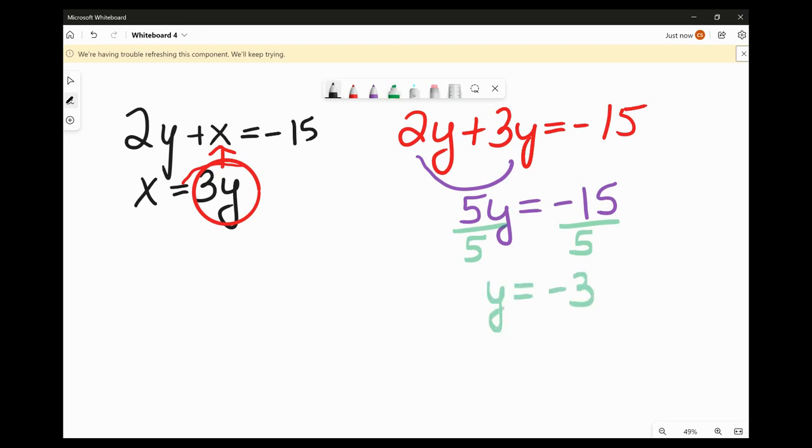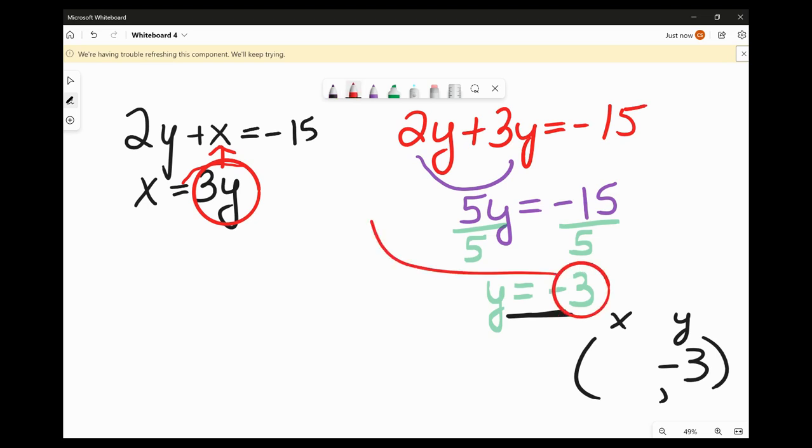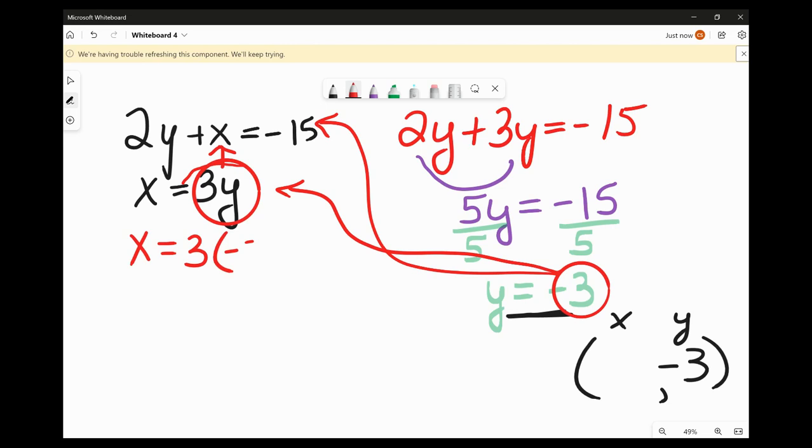All right, so I know that when I'm finding a solution to a system, I need an x and a y. I'm making a coordinate pair. In this case, the y of the coordinate pair is negative 3. So I'm going to plug that in. Now that I know that y equals negative 3, I can plug that into either the top equation or the bottom equation, whichever one's going to be easier. I'd get the same answer no matter which one I do. But the bottom one to me is much easier because all I have to do to find x is multiply 3 times whatever I found y to be, which in this case was negative 3. So 3 times negative 3 is negative 9.